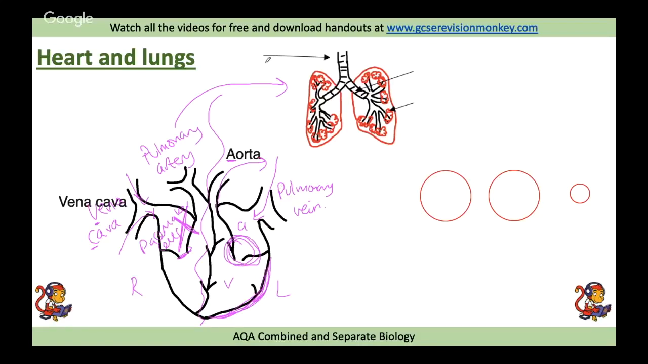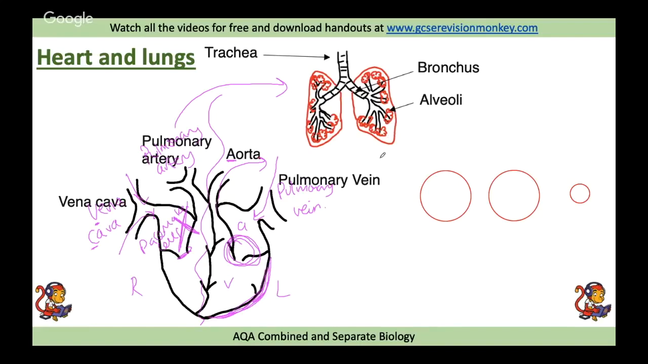Up to the lungs then, you've got the trachea, you've got the bronchus, and then splitting off for a larger surface area, the alveoli. The three blood vessels: the artery, the vein, and the capillary.